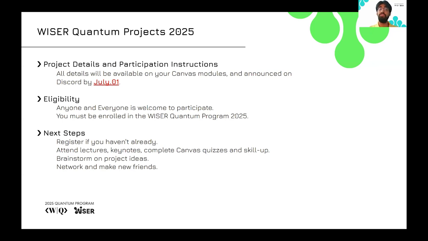You can already start brainstorming with your friends, network on Discord, start making teams as well, and yeah, start reading any additional resources which would help you prepare for these projects. But remember, all the project details, your participation instructions, and what are the formal things you need to do would only be announced on July 1st. So officially, the projects would start from July 1st.